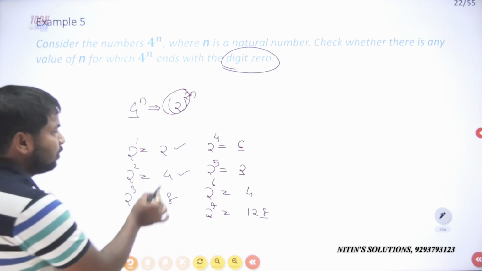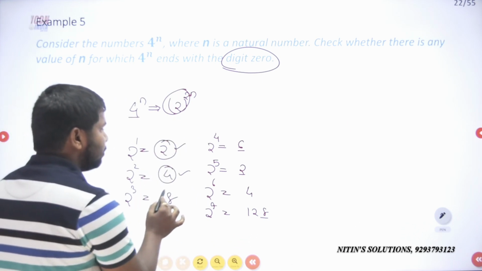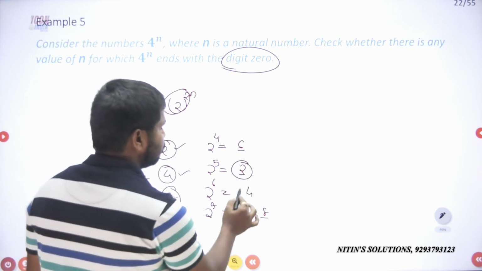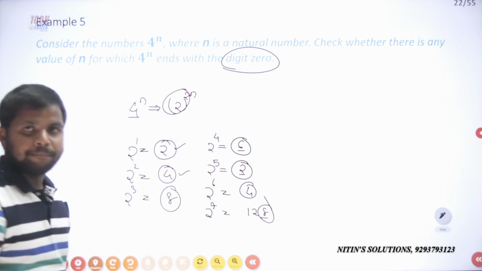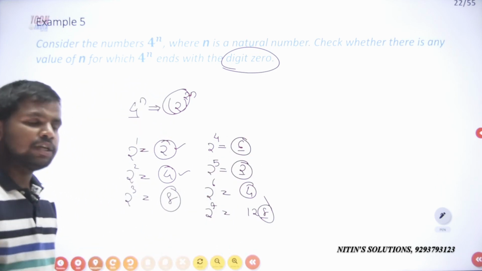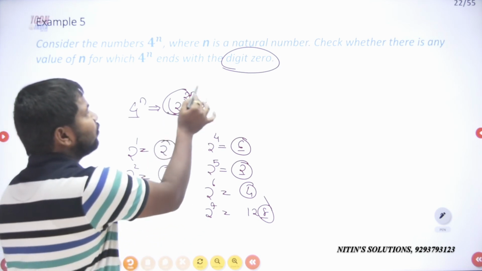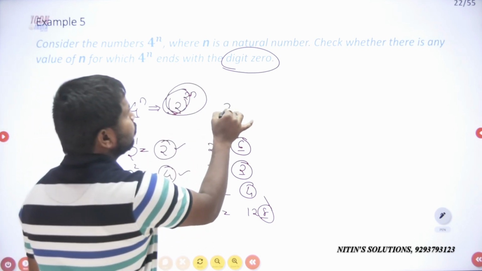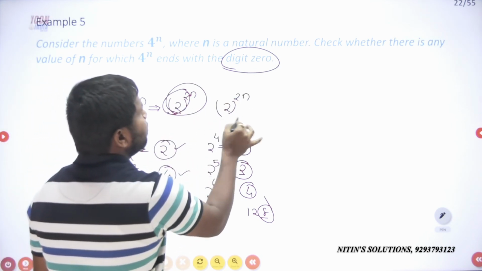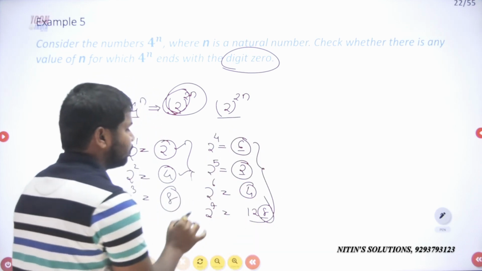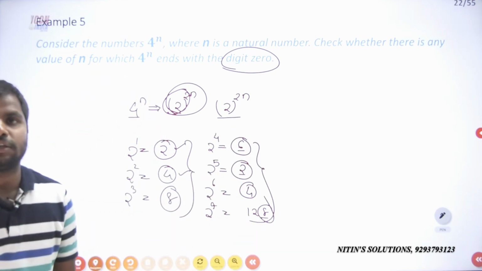Yes or no? When you observe, the digits 2, 4, 8 and 6 are repeating. So do we have a possibility to get 0 in the units place? Obviously no. When it is in the form of 2 to the power of 2n, it is not possible to get 0 in the units place. It is not possible to get 0 in the units place.